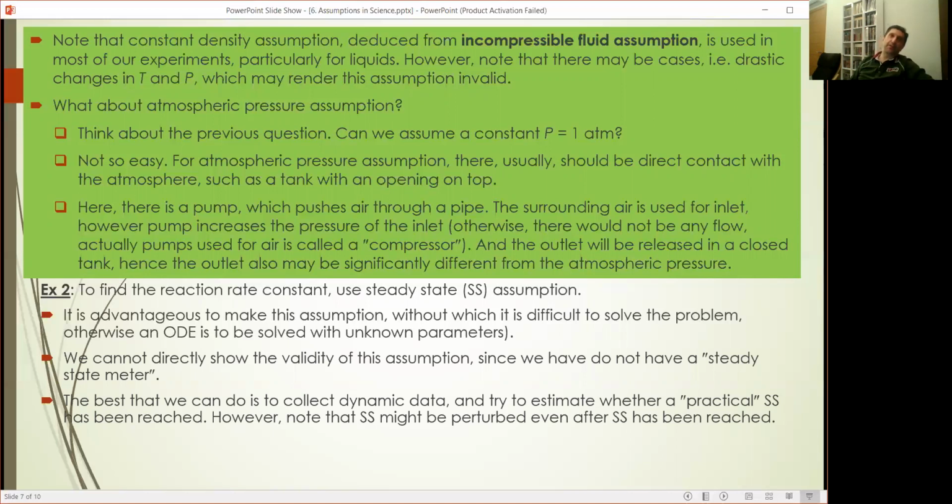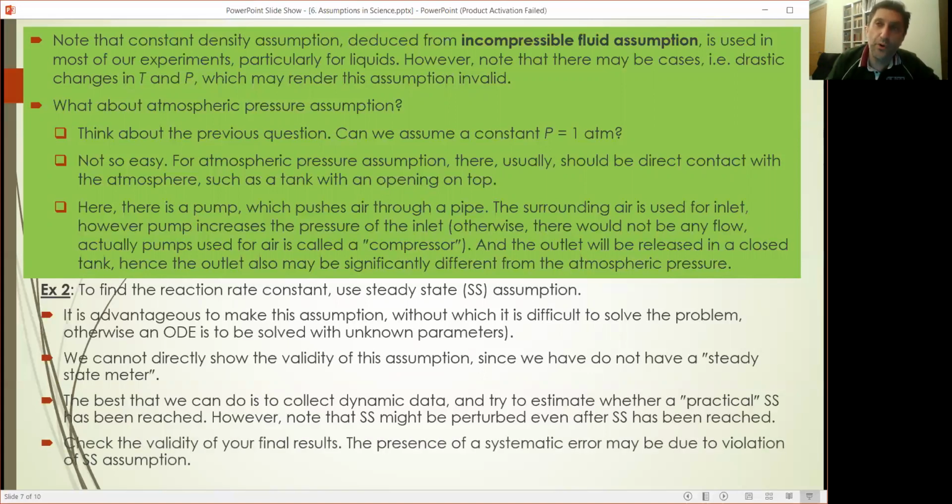And another problem is, let's say that you waited long enough, the system has reached a kind of practical steady state, and you start collecting your data and taking measurements. Unfortunately, during the data measurements, the system that is deemed to be at steady state might be perturbed. There may be small changes in the system or large changes, whatever, such as in the concentration or things like that. So not only reaching steady state, but maintaining the steady state is not very easy.